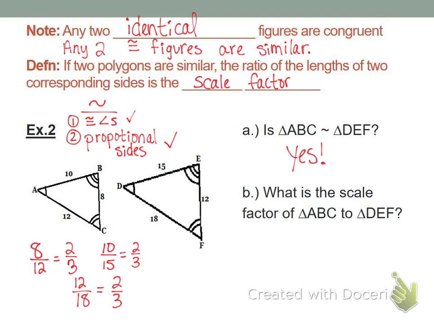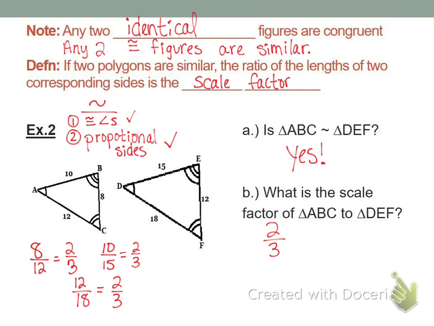Okay, last up, they asked for the scale factor of triangle ABC to triangle DEF. The nice part about that is that we already found it 3 times. What is it? 2/3. One thing I want to point out to you though is that you need to be careful with how they ask you for the scale factor. If they had said find the scale factor of triangle DEF to triangle ABC, 2/3 would be wrong.